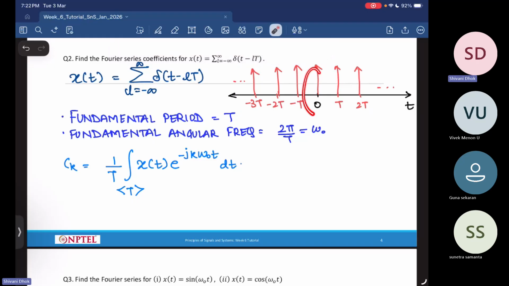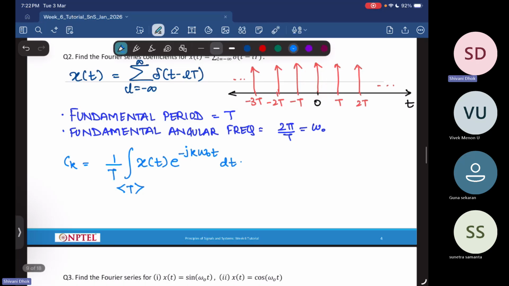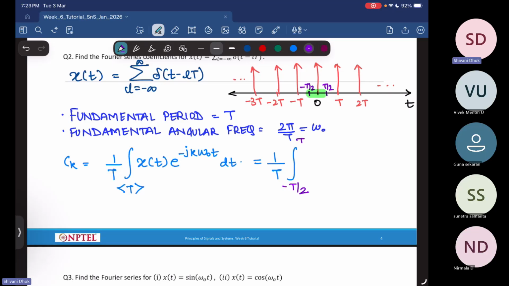Now you can take up any period. Maybe you take this period, maybe you take this period, like 0 to t, t to 2t or anything. What we will do, we will take a period from minus t by 2 to t by 2 such that one impulse is included in that period, just to simplify our calculations. So I can write this as 1 over t integral from minus t by 2 to t by 2. This will be my region of integration.